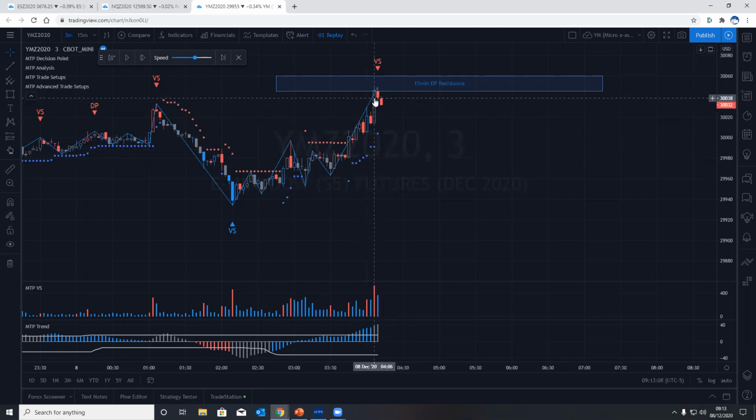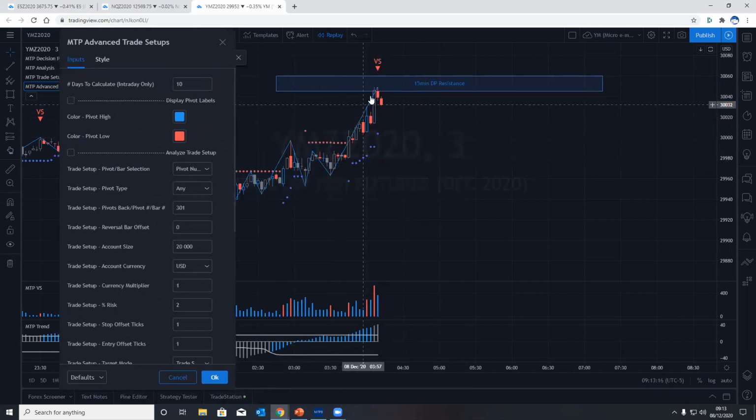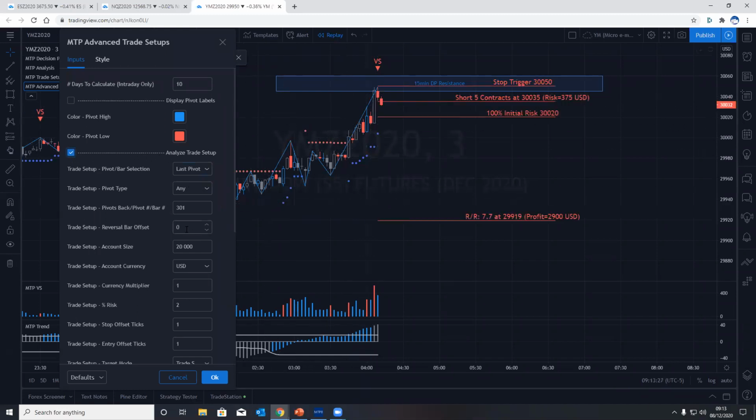So now we can place the analysis on the chart. A VS is an advanced trade setup. So I go into the advanced trade setup scripts, and this is the last pivot going up. So what I can do is I can then do the analysis on the last pivot. Click on that. This analysis is on the pivot high. Do you see there the pivot high?